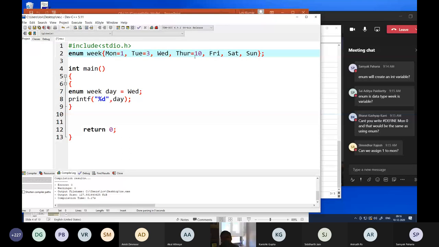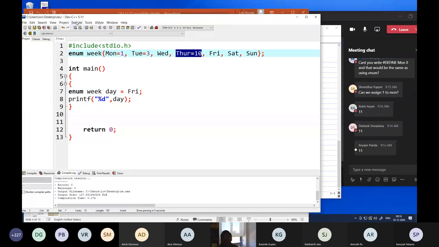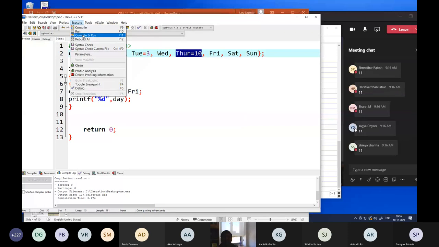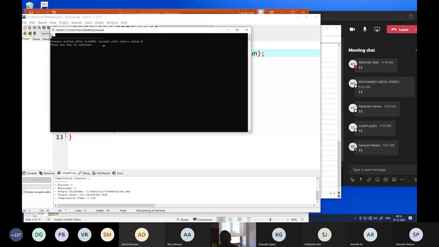If you assign 10, can you tell me what is the value of Friday? Anyone, what is the value of Friday? If you have 10, what is the value of Friday? 11. Compile and run, it will print the value 11.